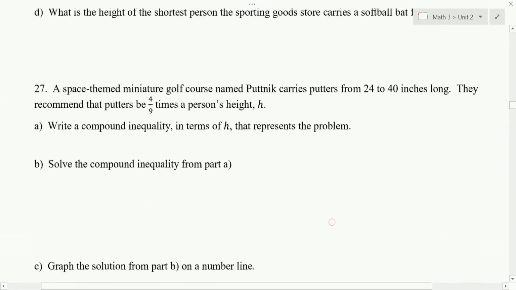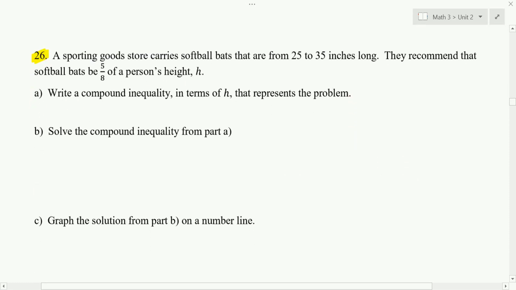Lastly, I want to take a look at number 26. 26 says, a sporting goods store carries softball bats that are from 25 to 35 inches long. They recommend that a softball bat be 5/8 of a person's height. So we want 5/8 of a person's height, 5/8 times h, to be between 25 and 35. So less than or equal to 35, but greater than or equal to 25. This compound inequality represents that problem in terms of h. It says solve the compound inequality from part A.